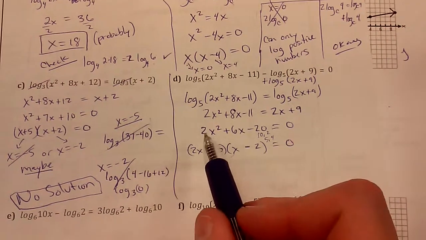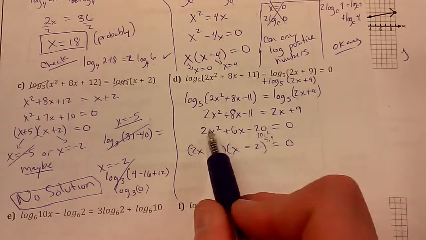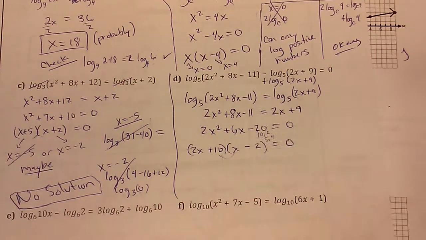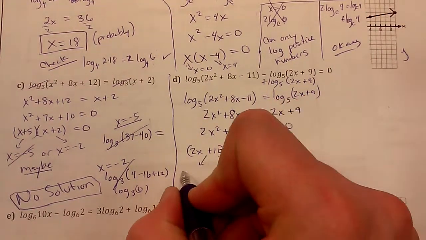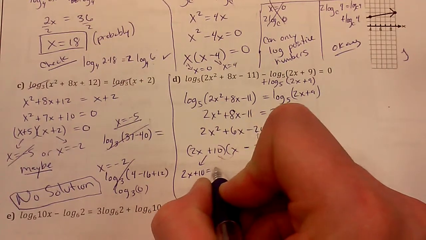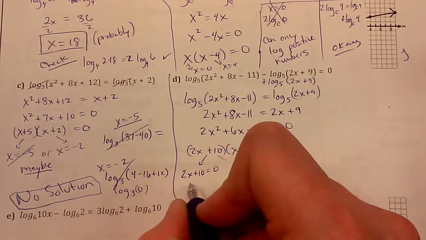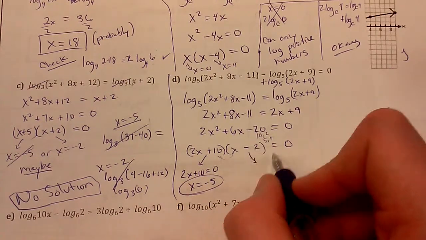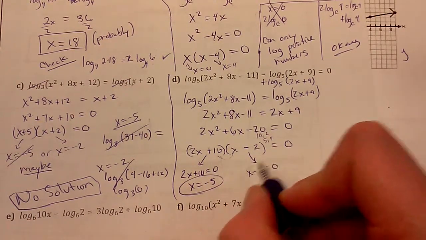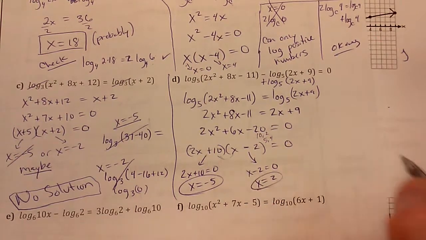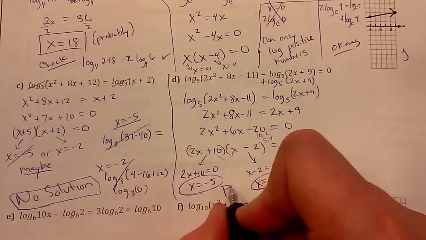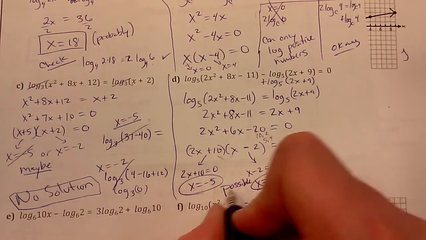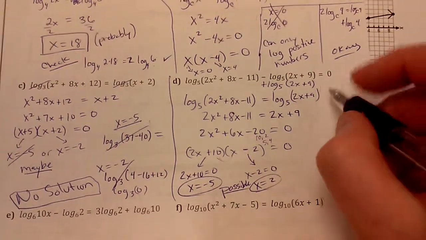Oh, that would have been great. I could have just factored a 2 out of all three of these terms, and then I would have done it without guess and check. Oh well. So this one has 2x plus 10 equals 0. Subtract 10 and divide by 2. x is a negative 5. This one, I have x minus 2 equals 0. I add 2 to both sides, so x equals 2. These are just possible. These are not for sure answers yet. So we're going to check them.